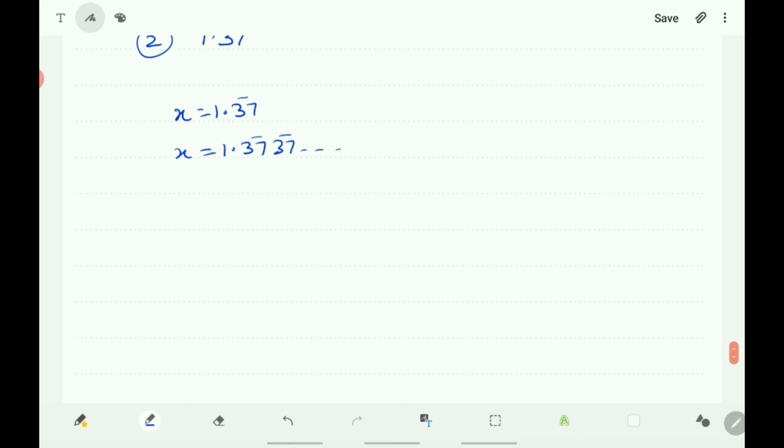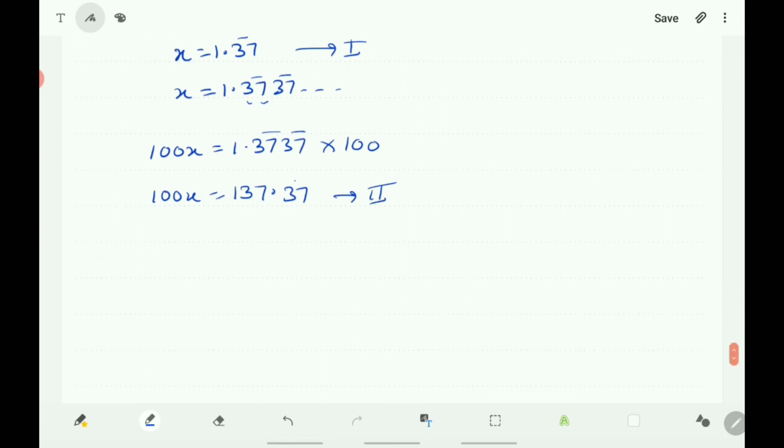Now you must transfer one pair, that is 3 and 7, which are repeating, to the integral part. To transfer these two digits to the integral part, you must multiply by 100. Therefore, you multiply both LHS and RHS by 100. So 100x is equal to 1.3737 into 100, which becomes 137.37. Now you consider this as the first and this as the second, and you do second minus first.